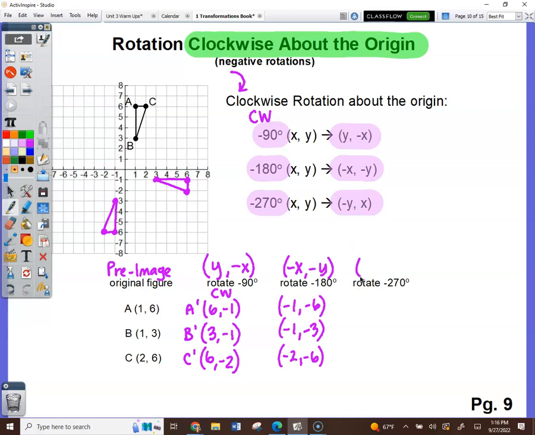All right, what's the rule for rotating 270 clockwise? Negative y, comma x, which means flip the sign of the y and then swap both numbers. After you do it on your own paper, look up here and see if you got it right.